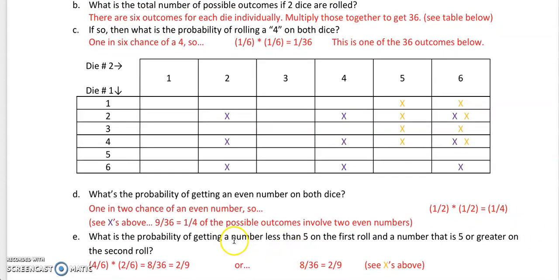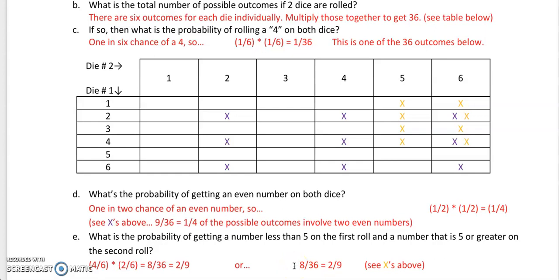What's the probability I get a number that's less than 5 on the first roll? So a 1, 2, 3, or 4. There's a 4 out of 6 chance that that happens. And I get a number that's 5 or greater on the second roll. So that's either a 5 or a 6. There's a 2 out of 6 chance of that. Multiply my probabilities together, I get 2/9 or 8 out of 36. You can see that if I mark off those same places in my table here, there's 8 of those sort of orangish X's, and so this works again.